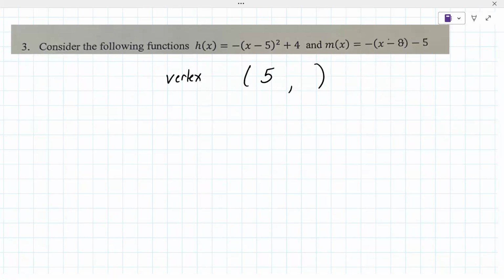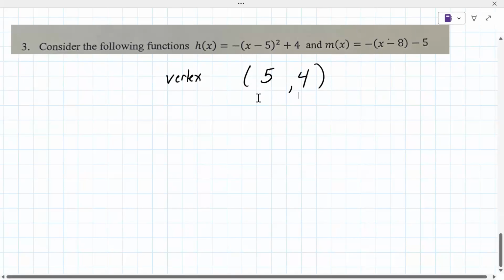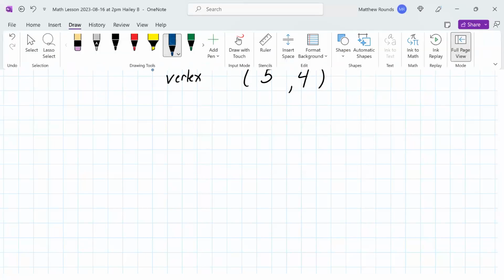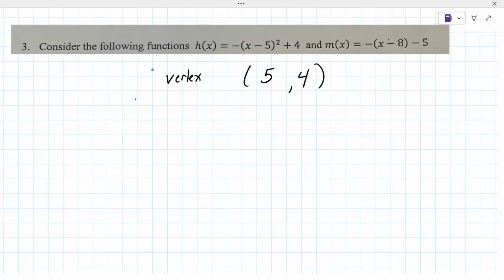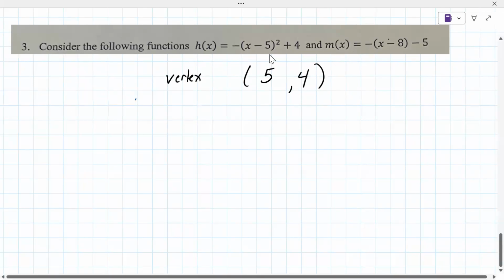So for the first one, it's 5, 4. Where do you think the 5 comes from, and where do you think the 4 comes from? Just looking at it. The 4 because it's added at the end. Okay. So like the other one would be -5 for y.